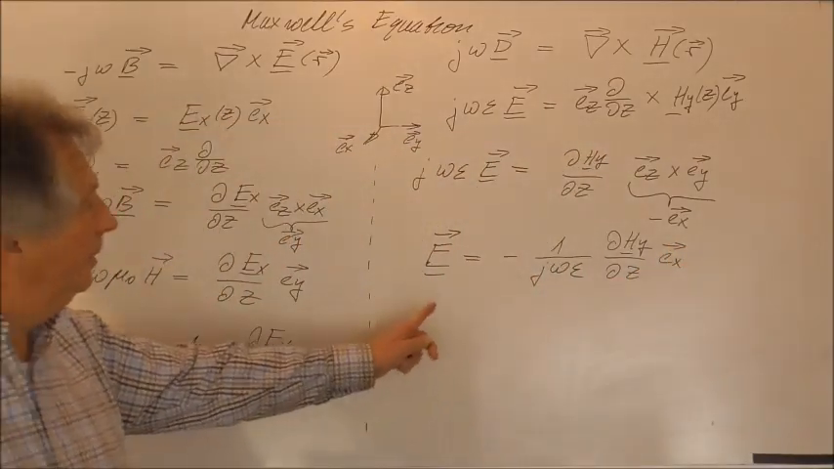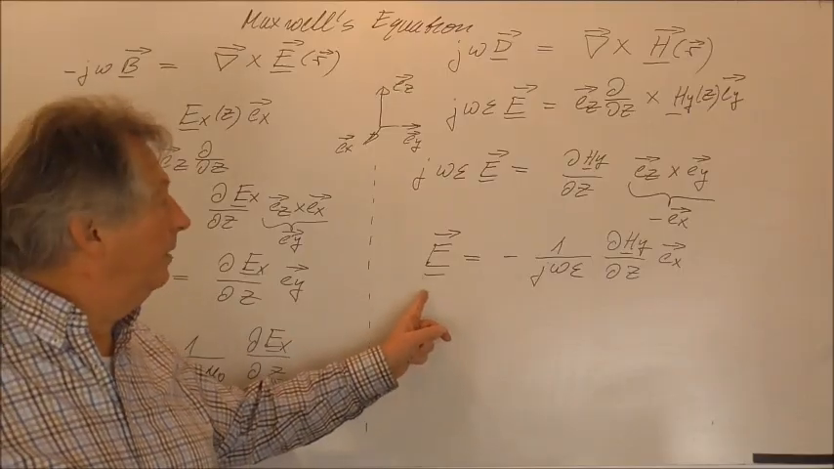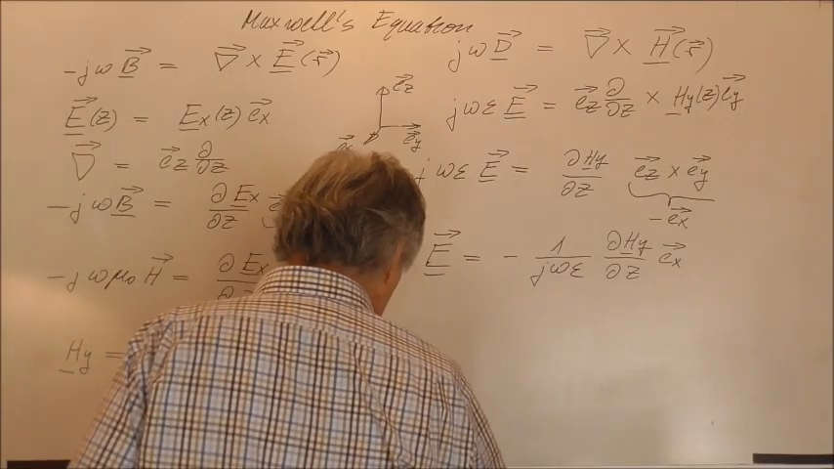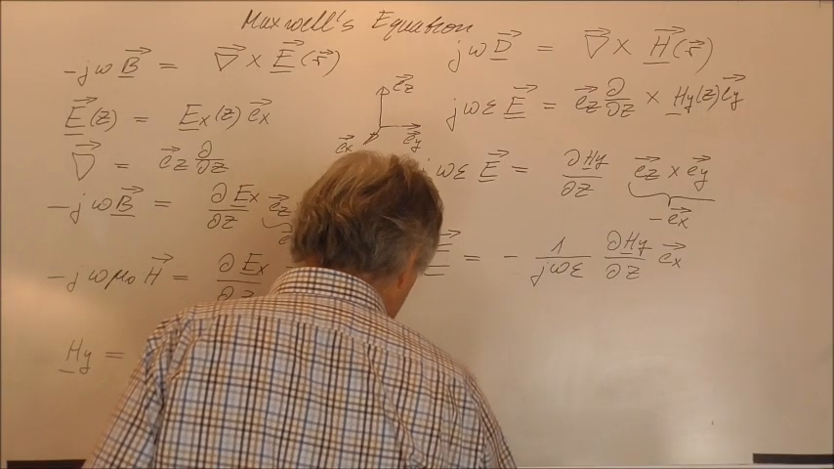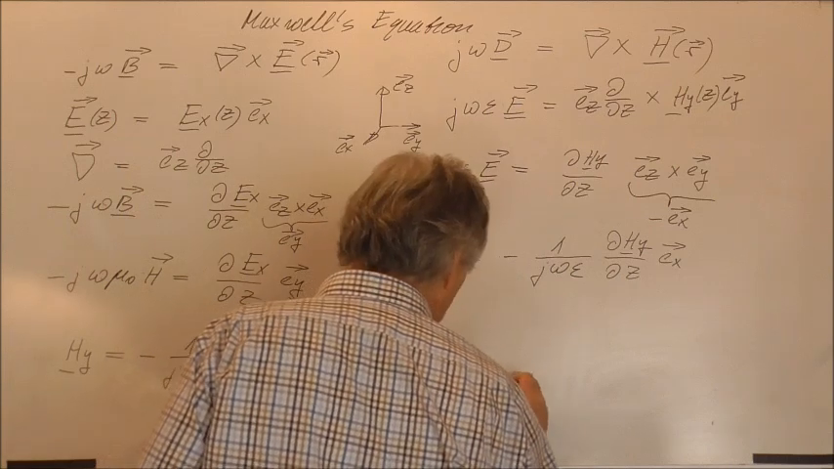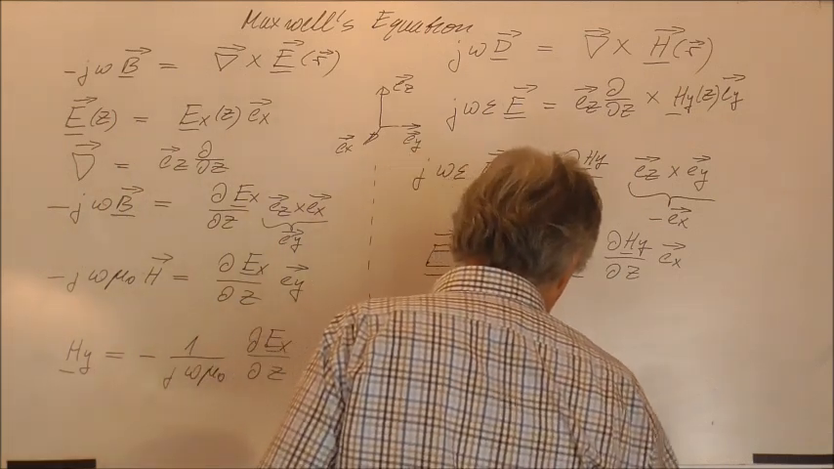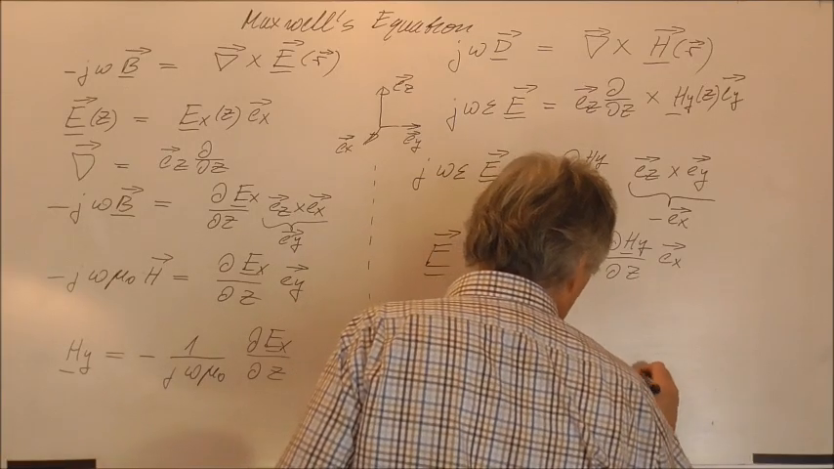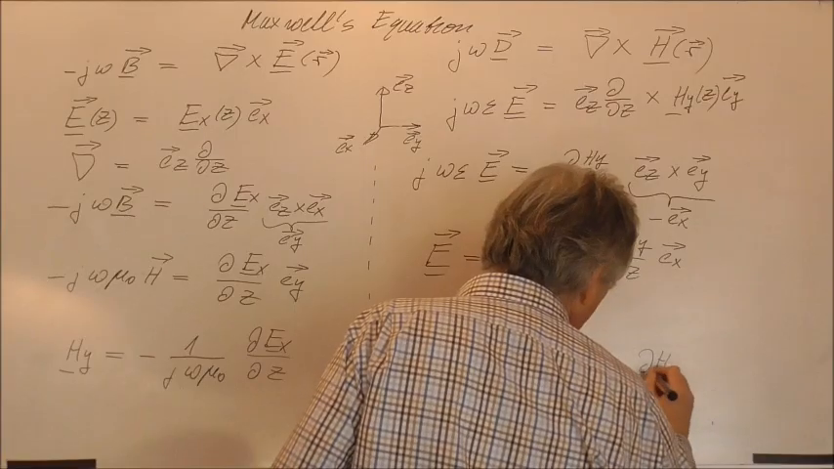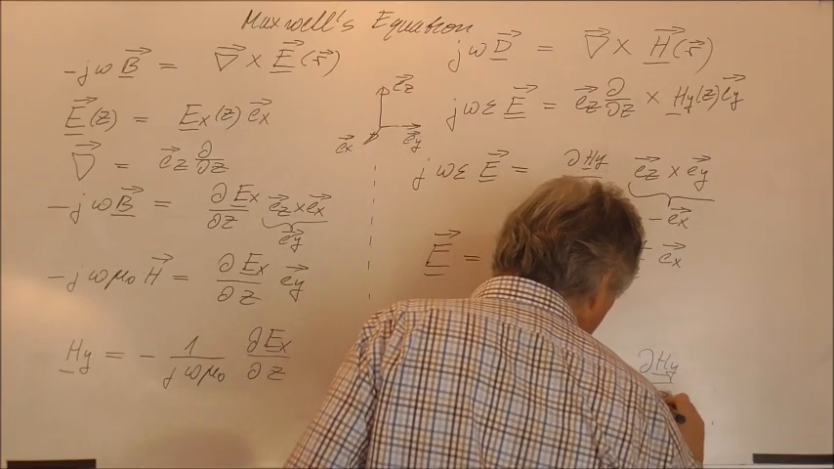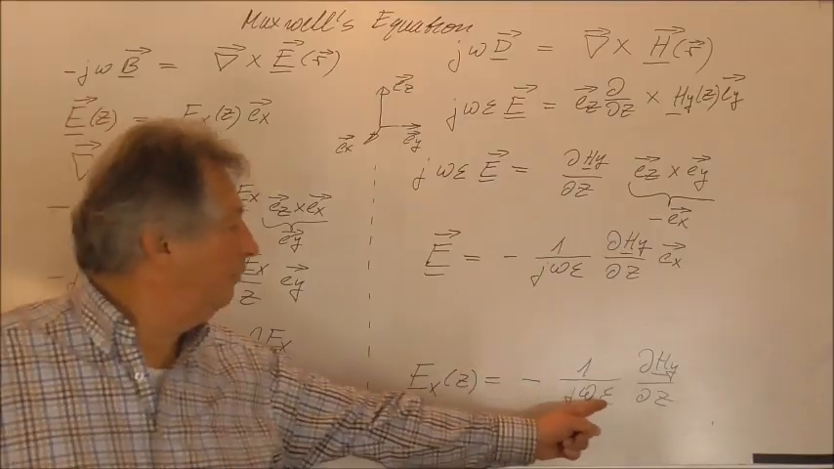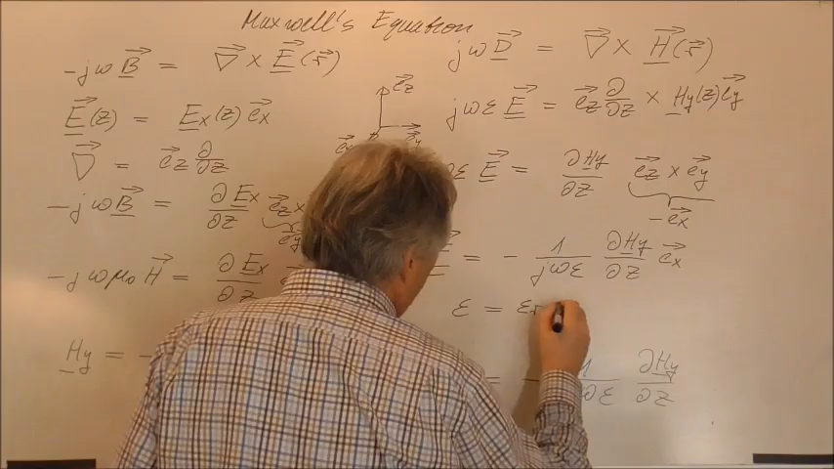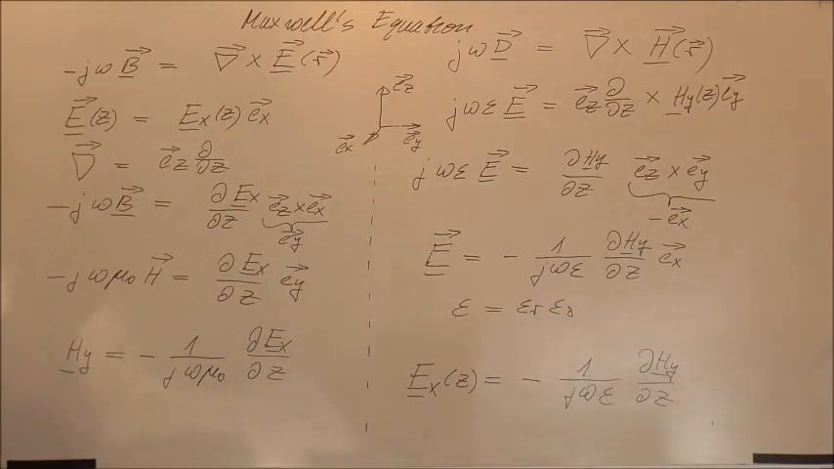And you also see here that the electric field has only one component, an x component, so we can write Ex, which is a function of the z coordinate, will be equal to minus 1 over j omega epsilon times the derivative of the function with respect to z. Here I always have written epsilon, and epsilon is normally defined as epsilon r times epsilon naught.